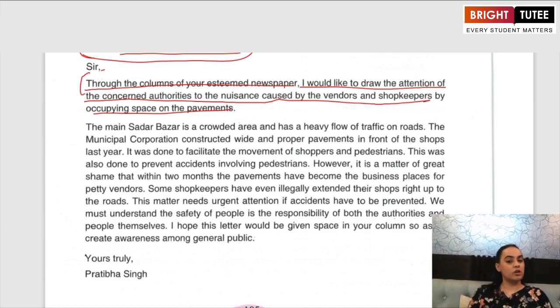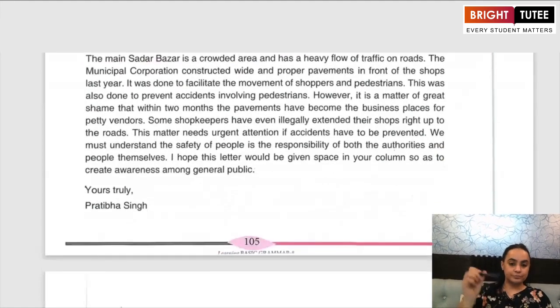The problems which are caused by the vendors and the shopkeepers as they occupy a lot of space on the pavements. So, the main Sadar Bazaar is a crowded area and has a heavy flow of traffic on roads. The municipal corporation constructed wide and proper pavements in front of the shops last year. It was done to facilitate the movement of the shoppers as well as the pedestrians. But this was also done to prevent the accidents which involved pedestrians.